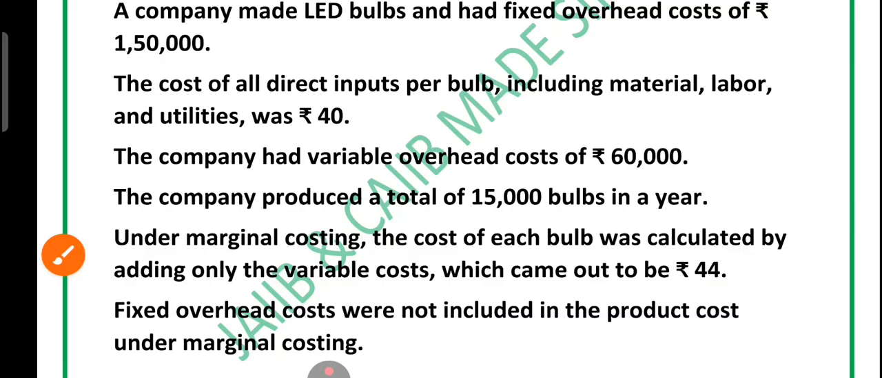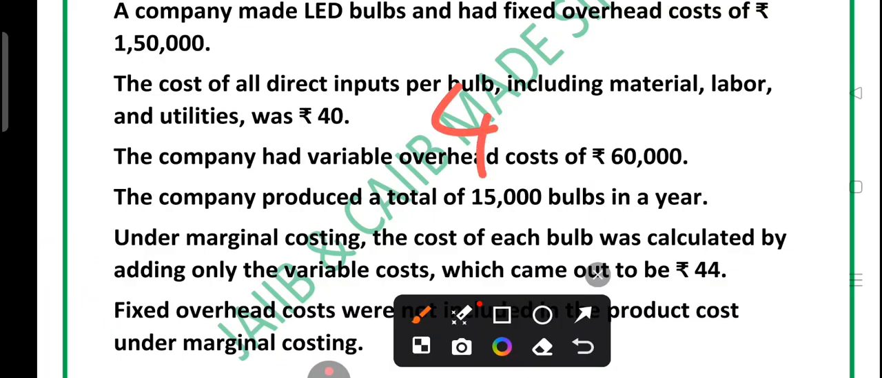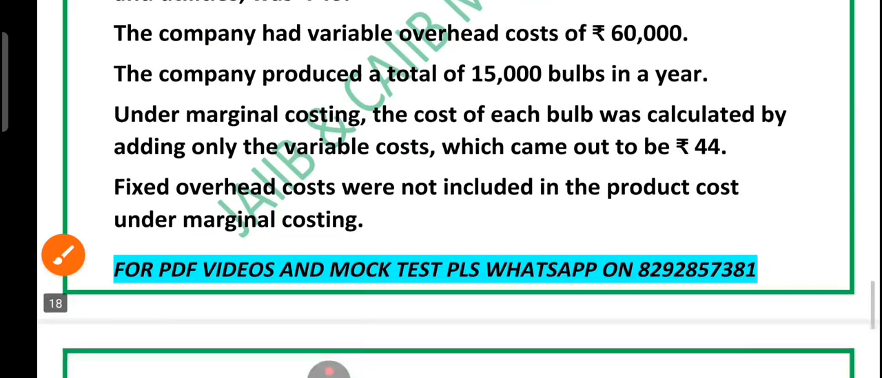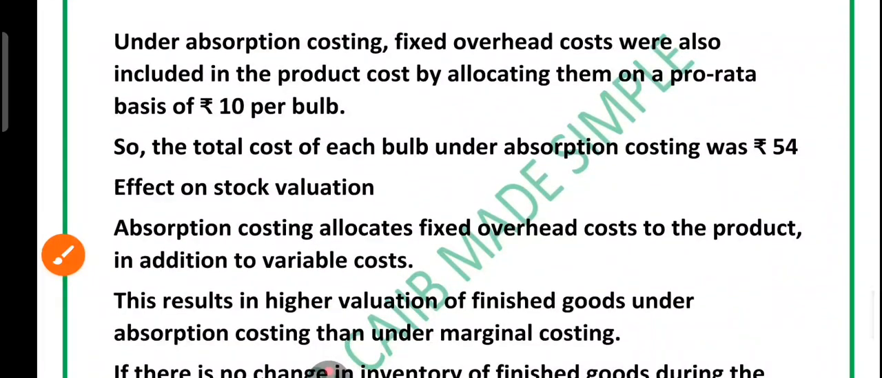So total variable cost per bulb is 40 rupees plus 4 rupees, which is 44 rupees. This is the variable cost per bulb. Here we do not include the fixed cost of 1,50,000 in the product cost, because we are talking about marginal costing. But if we look from the absorption costing point of view, the fixed costs are also spread across all the units produced. So per unit cost automatically becomes higher than marginal costing, since fixed costs are also taken into consideration.